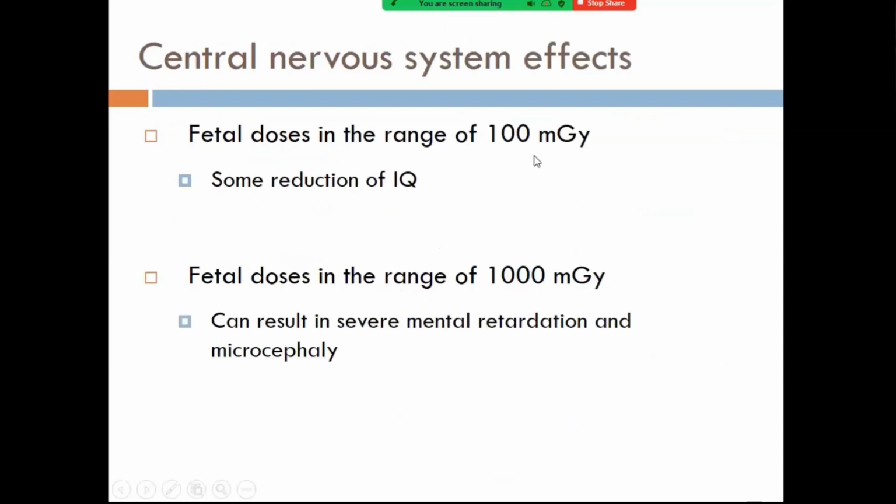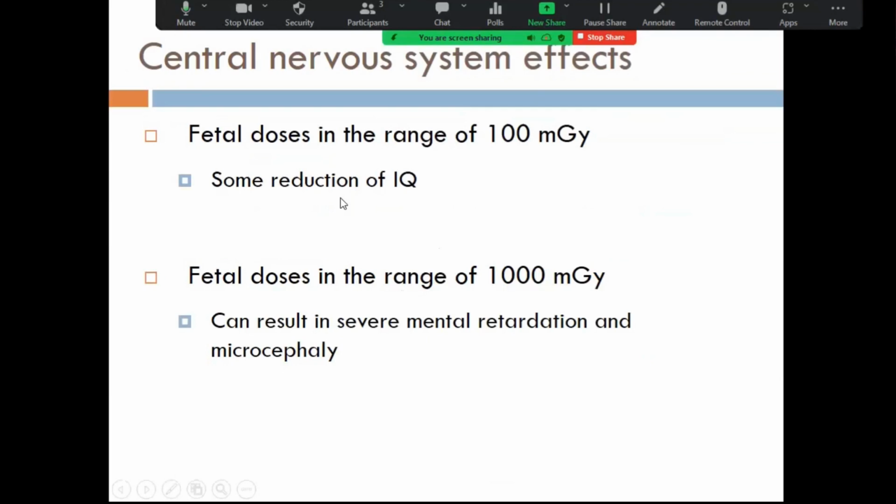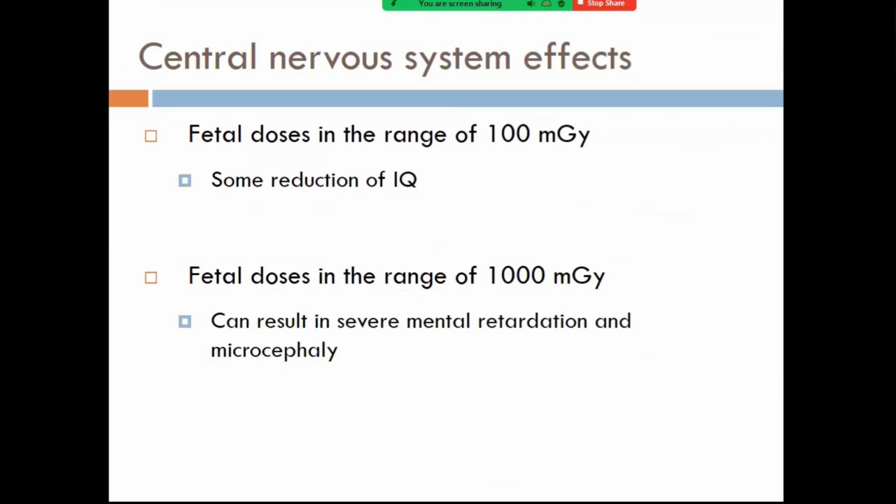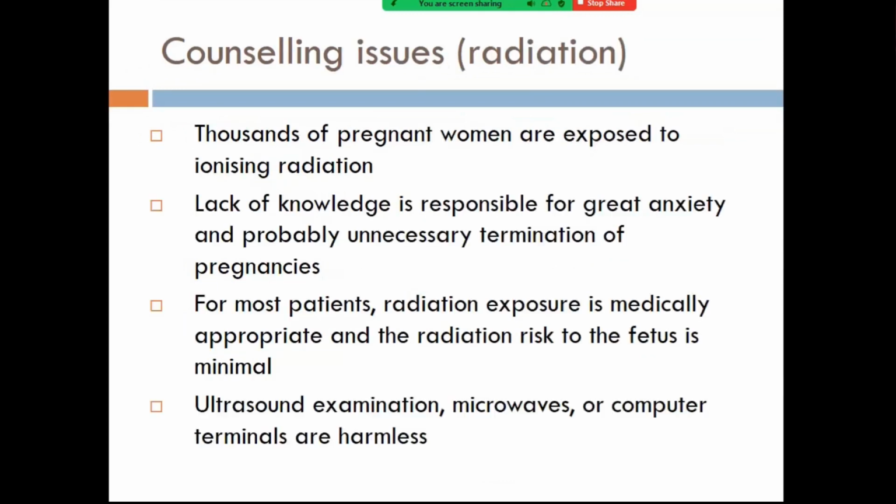Fetal doses in the range of 100 milligray may cause some reduction of IQ, but there might not be any visible fetopathic effects. A fetal dose range of 1000 milligray can result in severe mental retardation and microcephaly. So you can see what amount of dose is required. It is very, very high.